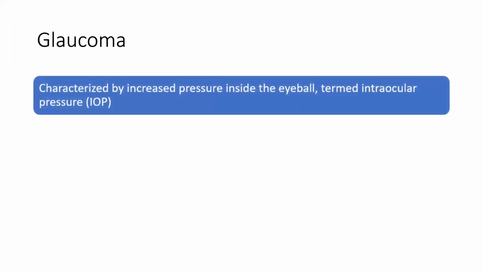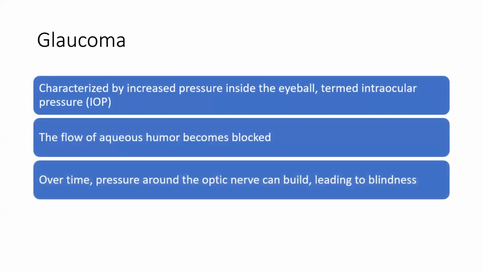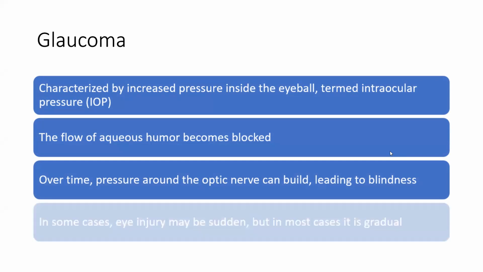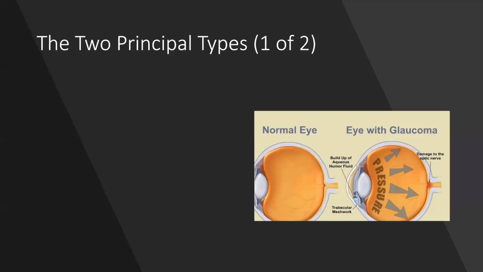So glaucoma is characterized by increased pressure inside the eyeball, which is termed the intraocular pressure or IOP. Then the flow of the aqueous humor becomes blocked there. And over time, the pressure around the optic nerve can build, leading to blindness. In some cases, eye injury may be sudden, but in most cases, it is gradual.